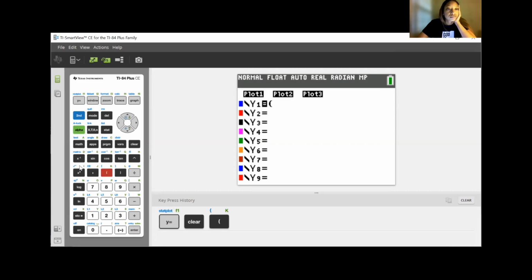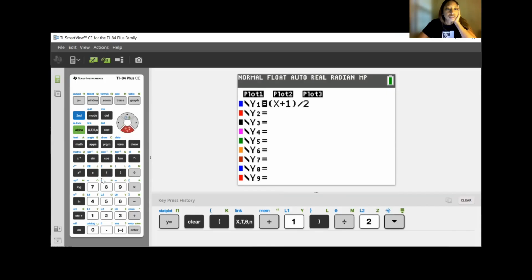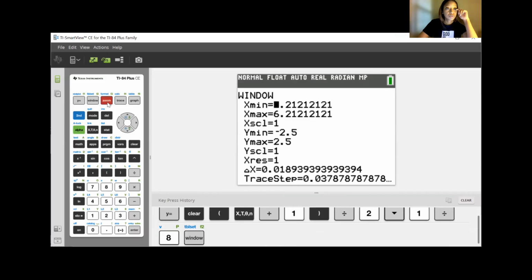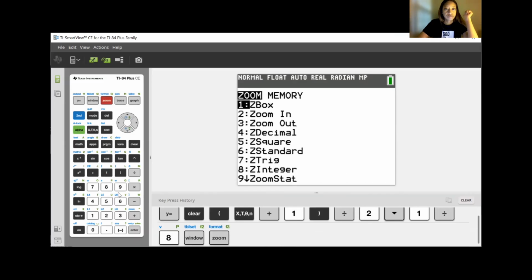So I'm going to do open parentheses, x plus 1, then close my parentheses, divided by 2. And that equals 1 divided by 8. All right. When we graph these, I'm just going to go to Zoom Standard to see what they look like. So Zoom 6.